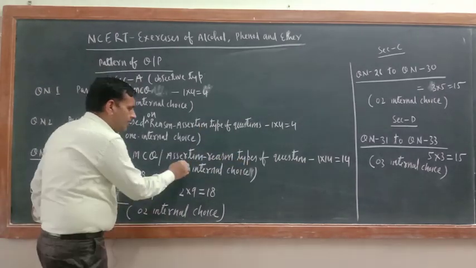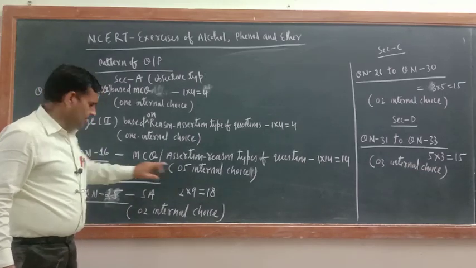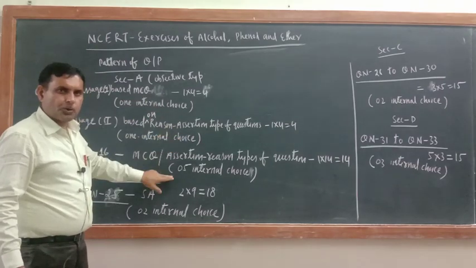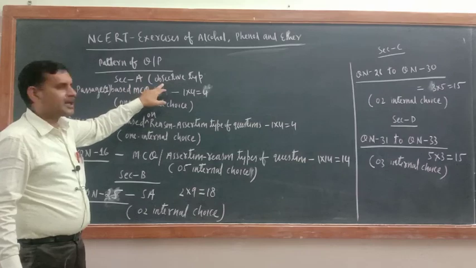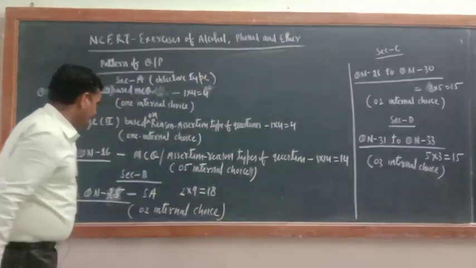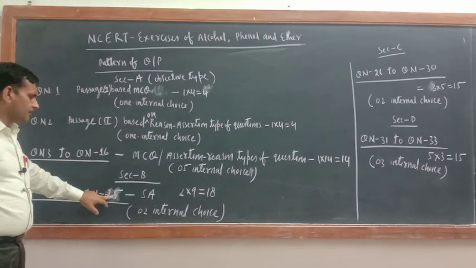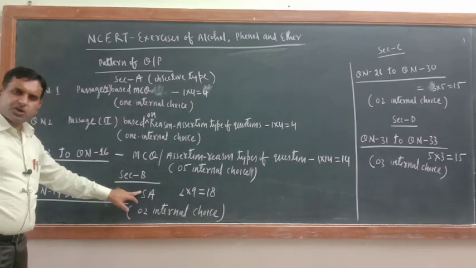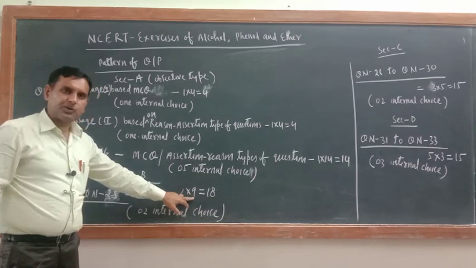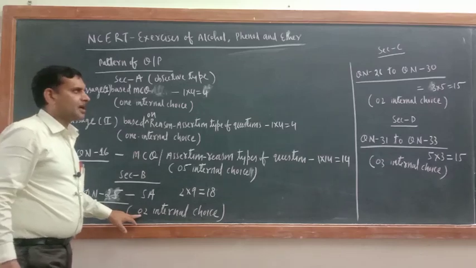Here a total of 5 internal choices you will get between question number 3 to 16, and 2 internal choices in the passage questions. So a total of 7 internal choices you are getting in Section A. Now Section B, question number 17 to question number 25. They are short answer type questions, SA. And how many questions will you get? 9 questions of 2 marks, so 18 marks. Here 2 internal choices you will get.